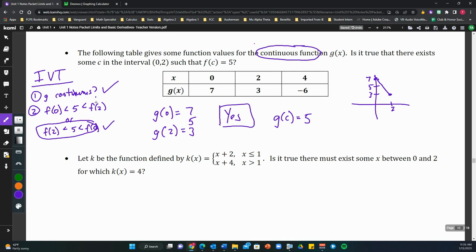Now, had I given you an equation instead of a table of values, then we could actually use the equation, set it equal to 5, and then we could actually do more work. We could actually go and find the values of x where y is equal to that desired value. But in this case, that's not what we need to do.